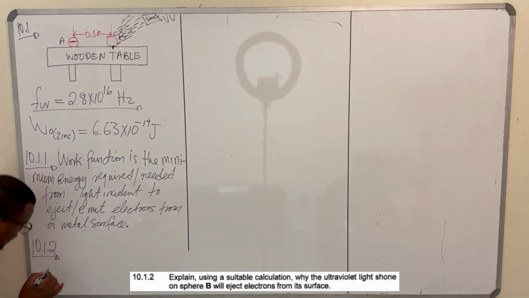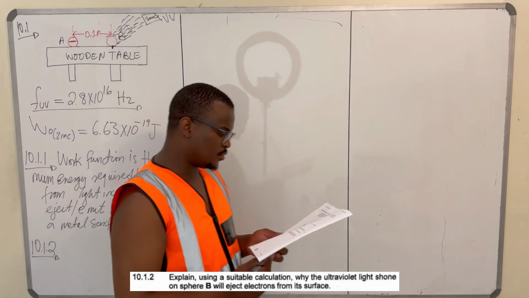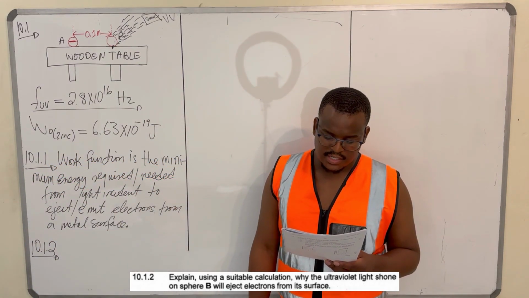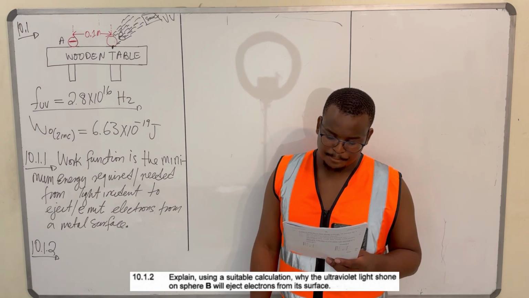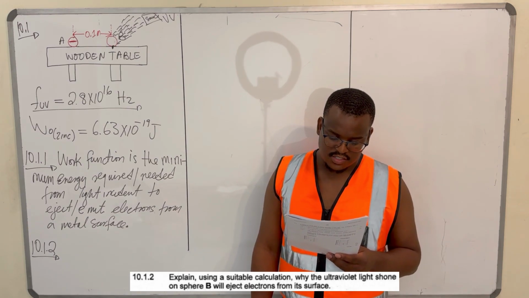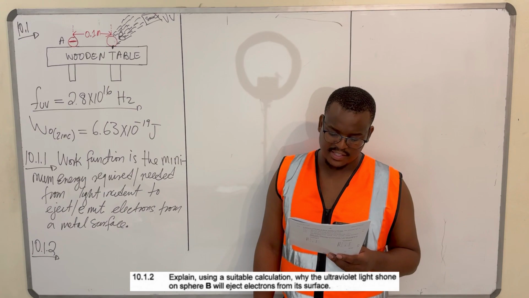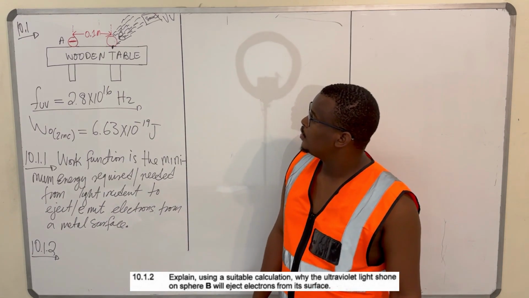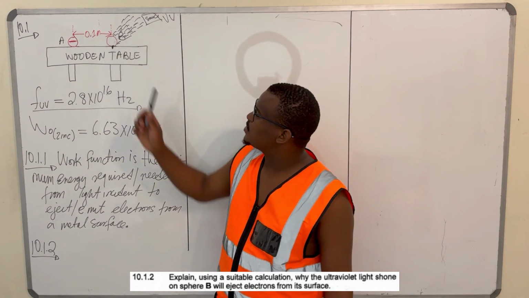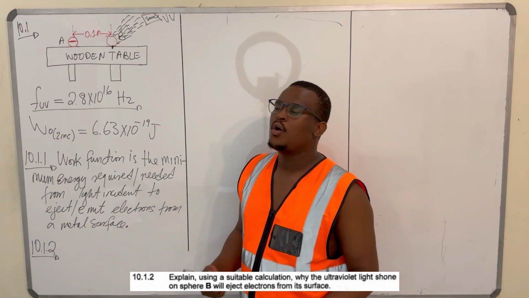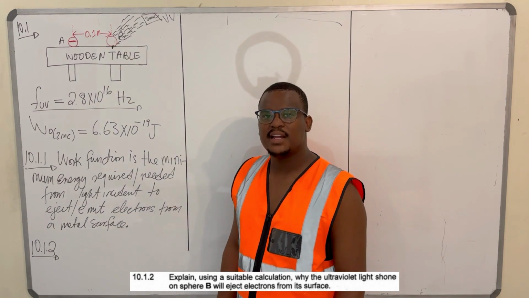10.1.2. What are they saying at 10.1.2? They're saying, explain using a suitable calculation why the ultraviolet light shone on sphere B will eject electrons from its surface. So this ultraviolet light is shone on sphere B, and they're saying use a calculation to explain why the electrons will be emitted from that metal.